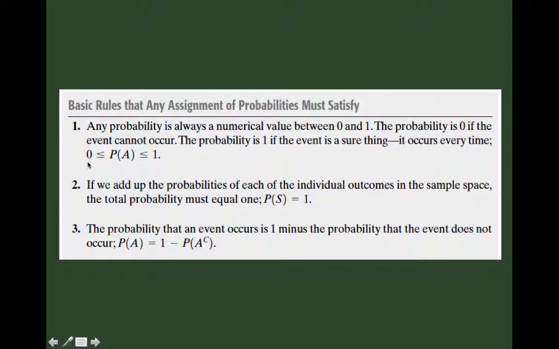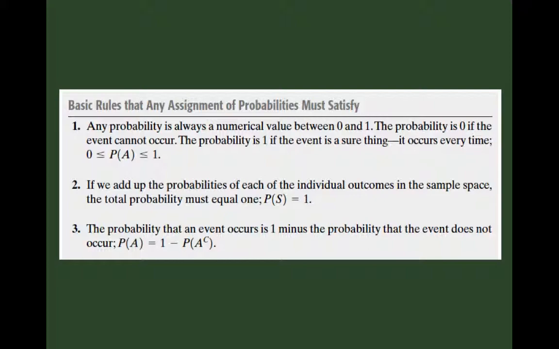So when we think about probabilities, we can think about them on a spectrum. Probabilities close to 0 are events that are very unlikely. Probabilities close to 1 represent events that are very likely. Here's basic rule number 2. If we add up the probabilities of each of the individual outcomes in the sample space, the total probability must equal 1. Or, again, using math notation, the probability of the sample space, probability of S, is equal to 1.